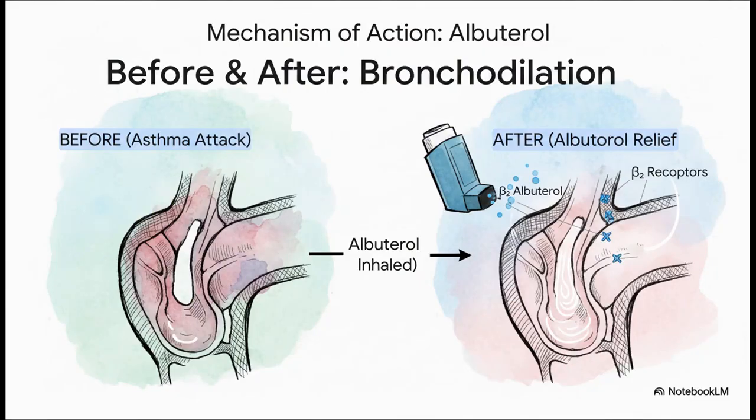And of course, we have to talk about Albuterol. This is one you probably know. It's a selective beta-2 agonist. Its job is to find those beta-2 receptors in the lungs and tell them to relax the smooth muscle. The result is bronchodilation. It's that targeted action that makes it the go-to rescue inhaler for an acute asthma attack. It opens up the airways, and it does it fast.